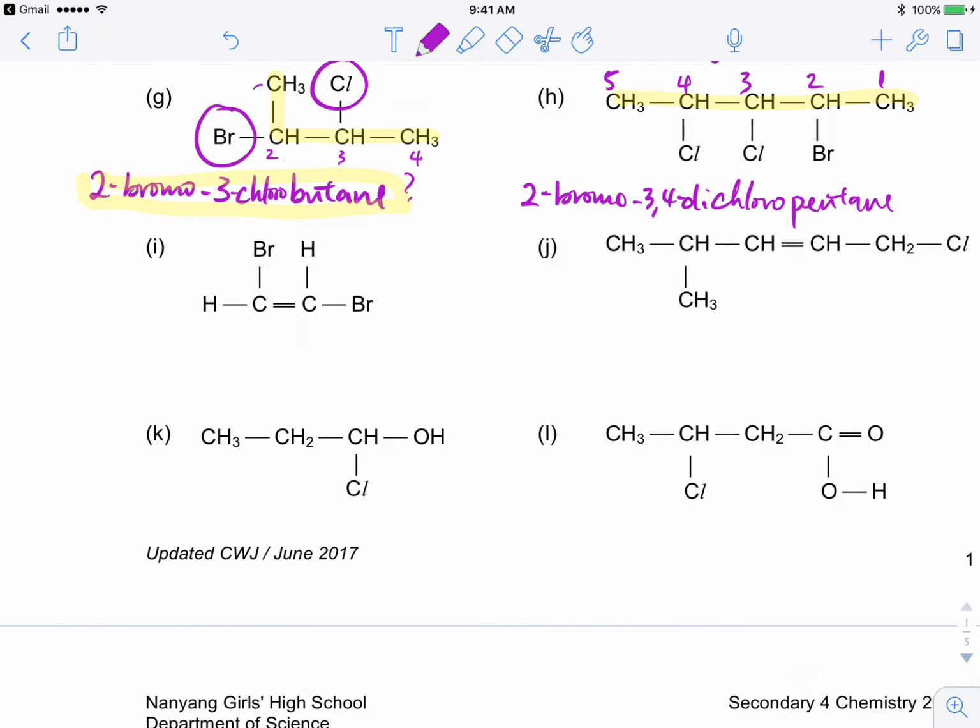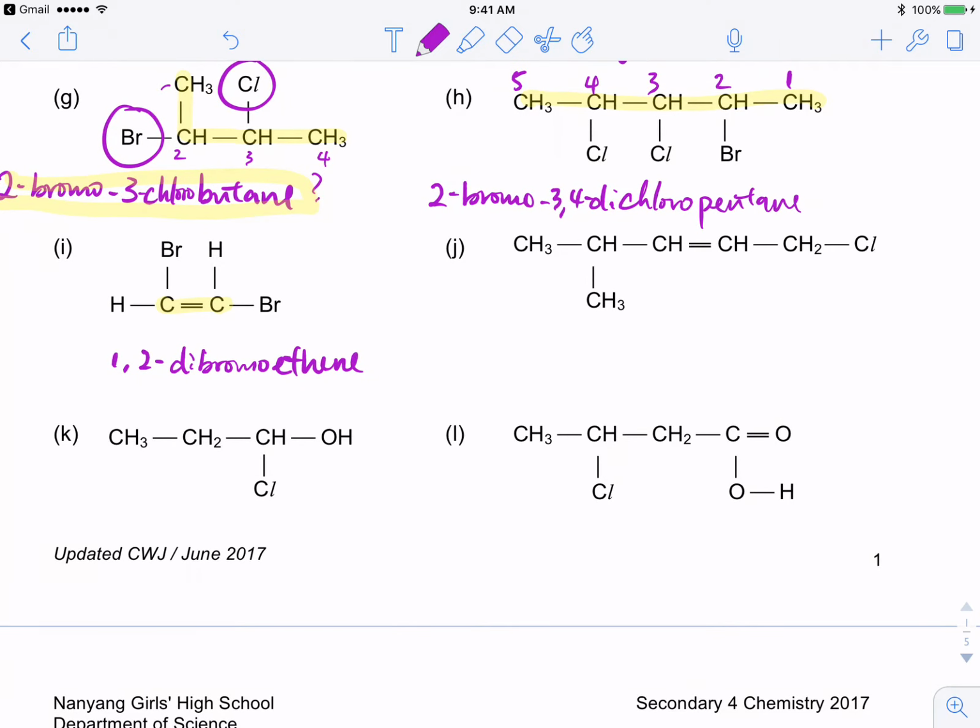Next, the longest carbon chain is just 2 carbon. So in this case, it will be called 1,2-dibromo. Do I need to put it ethane? Okay, this one doesn't need the locant for the name, because both sides are one. So it sounds weird to write it. So this one we don't need to write it.